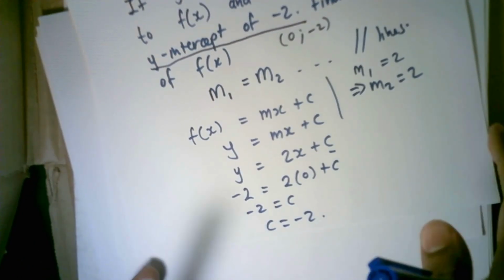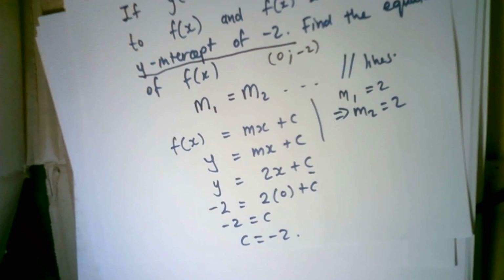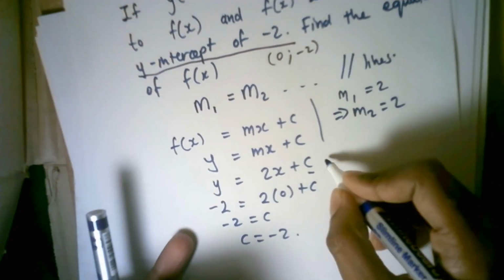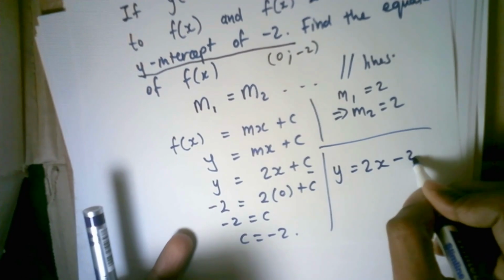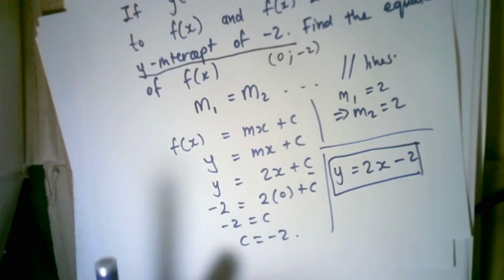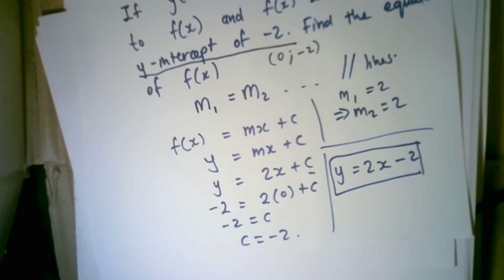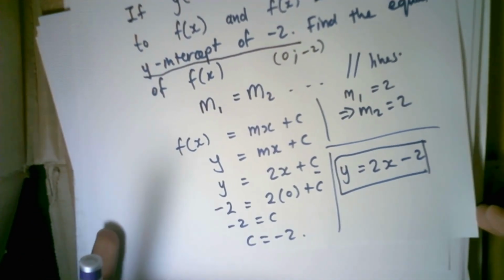Right? And so I found the value of m is 2, and I found the value of c is -2. So the final equation is y is equal to 2x minus 2. Right? And that is how I find the equation.